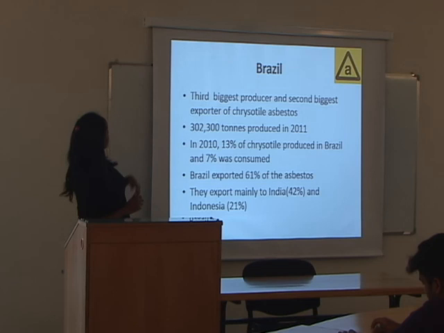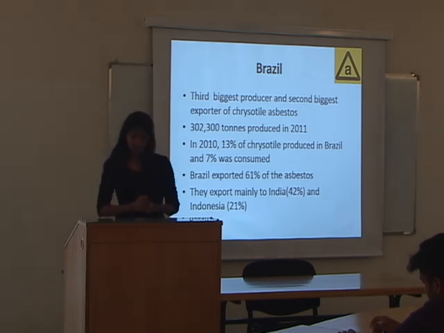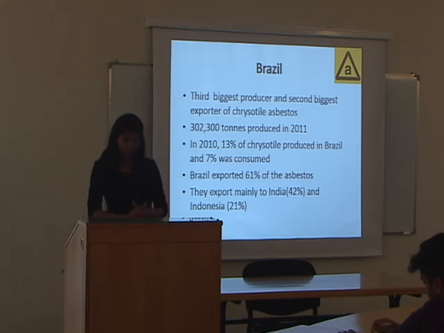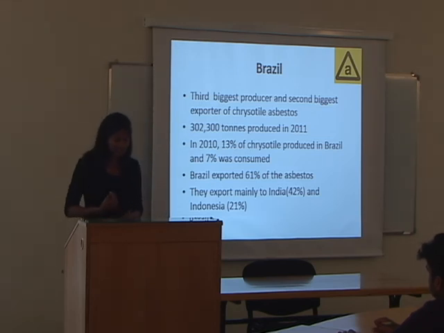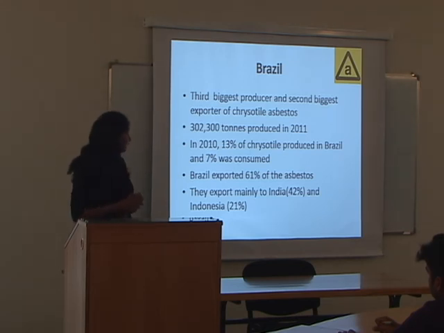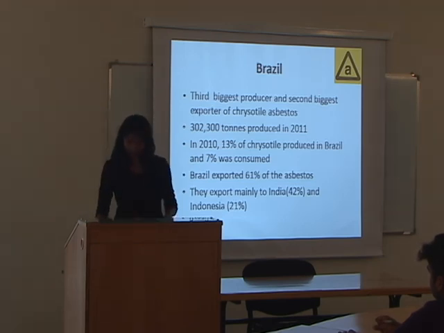And the other one is Brazil. This is the third biggest producer and the second biggest exporter of chrysotile asbestos. They produced 300 tons in 2011. About 13% of the world's asbestos was produced in Brazil and 7% was consumed. They are another exporter. 61% was exported to other countries, especially to India and Indonesia. We'll see about this country later.